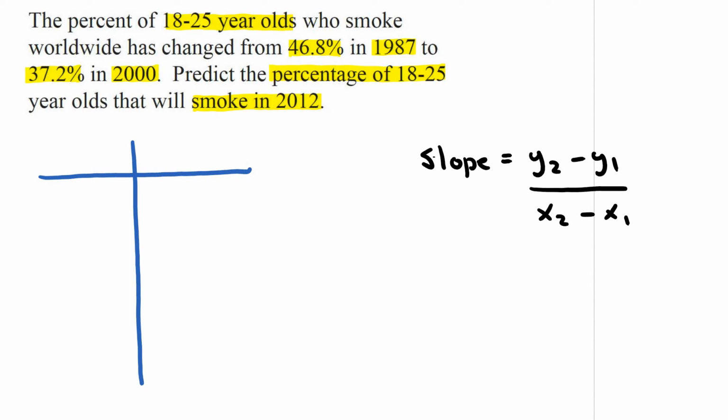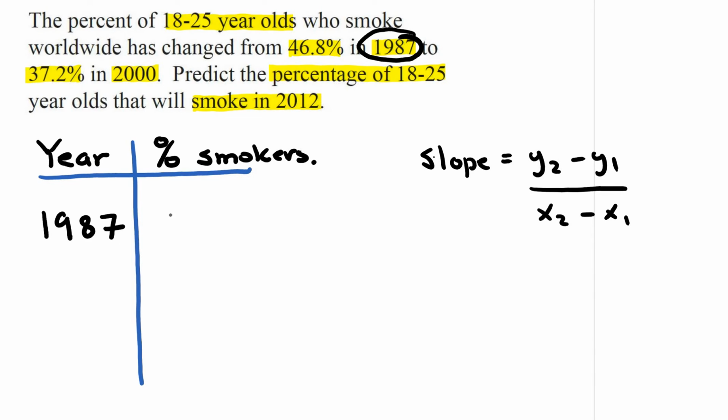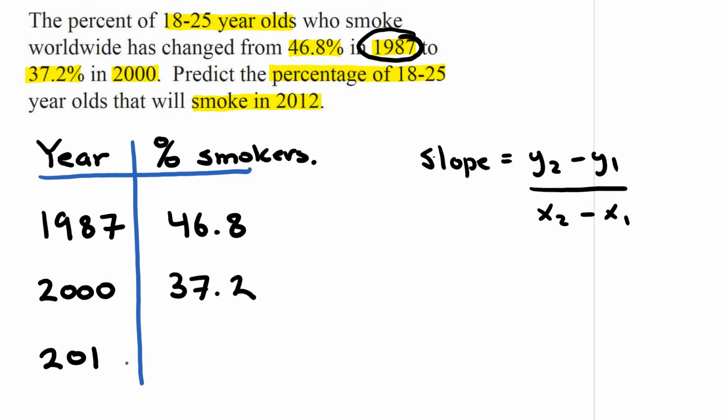All right, so here's my table of values here. On the x-axis, I'll label this as year, and on the y-axis, we'll label this as the percentage of smokers. Let's go ahead and input the data into the table of values. In 1987, the percentage of smokers was 46.8%. And in the year 2000, the percentage of smokers was 37.2%. And the question is, we want to predict the percentage in 2012.